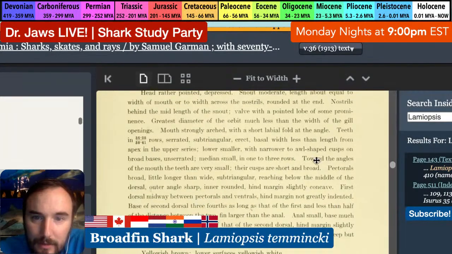Towards the angles of the mouth, the teeth are very small. Their cusps are short and broad. Pectorals broad, a little longer than wide, subtriangular, reaching below the middle of the dorsal. Outer angle sharp and rounded.